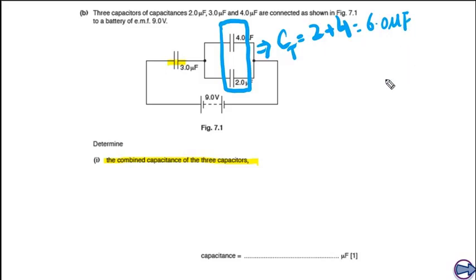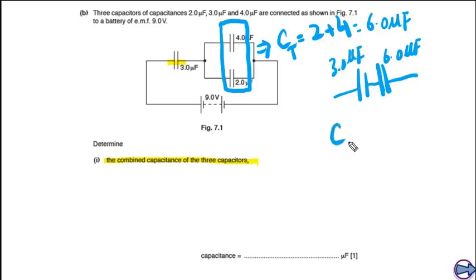Now if we reduce this circuit, we can see here we have two capacitors. They are connected in series. We have one capacitor whose capacitance is 6 microfarad, and the other one has 3.0 microfarad. Both of them are connected in series. We need to find the total capacitance. So it's quite straightforward.